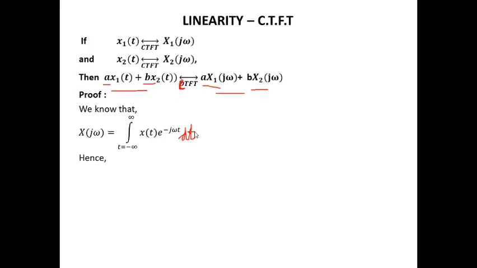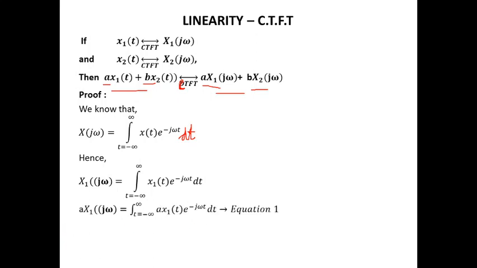So hence now we have to split it into two individual signals. The Fourier transform of the first signal, x1 of j omega, can be given as integration minus infinity to infinity x1 of t e power minus j omega t dt. Now multiply the entire equation by a. So what we get? a into x1 of j omega is equal to the same thing, just we are multiplying this entire equation by a. This is equation number 1, right?